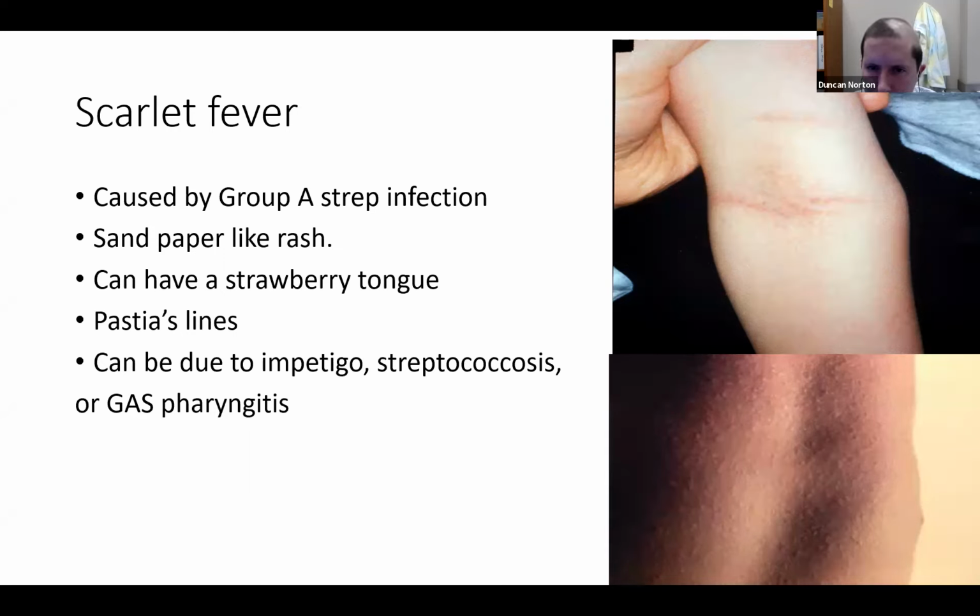It can be due to impetigo. It can be due to streptococcosis, which I like to think of as the infantile sinus infection, impetigo, or group A strep pharyngitis.